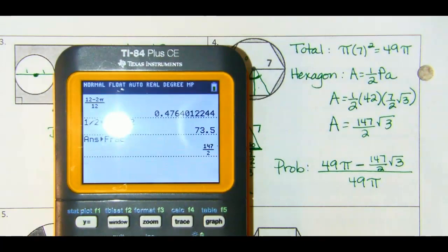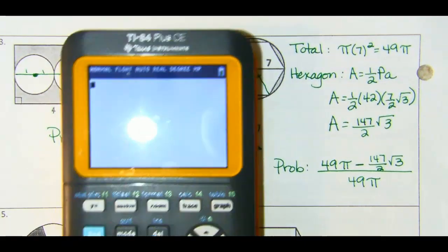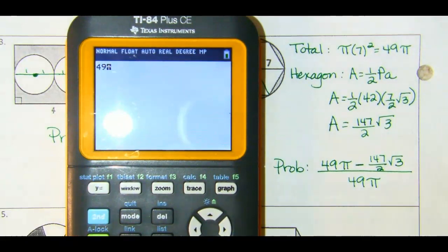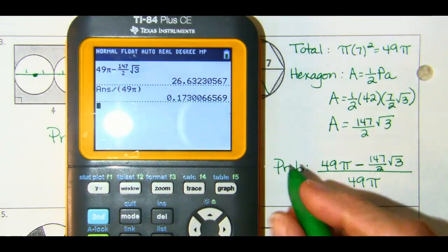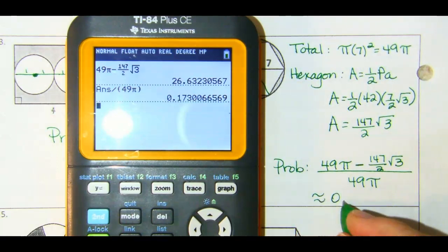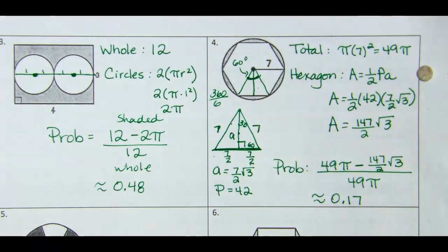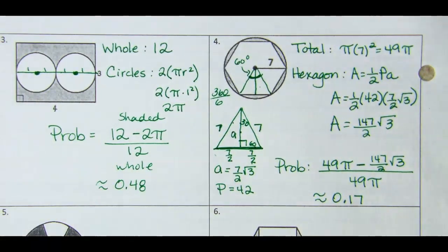Now, for this one, I'm going to do it in 2 steps. So the first thing I'm going to do is the top. 49 pi, subtract, again, I'm going to use the fraction key, 147 divided by 2 square root 3. I'm going to do that first, then I'm going to divide that by 49 pi. Okay, so that means the probability is approximately 0.17, about 17.3%. Again, if you look at that picture, that looks about right. There's not a lot of parts that's shaded there.